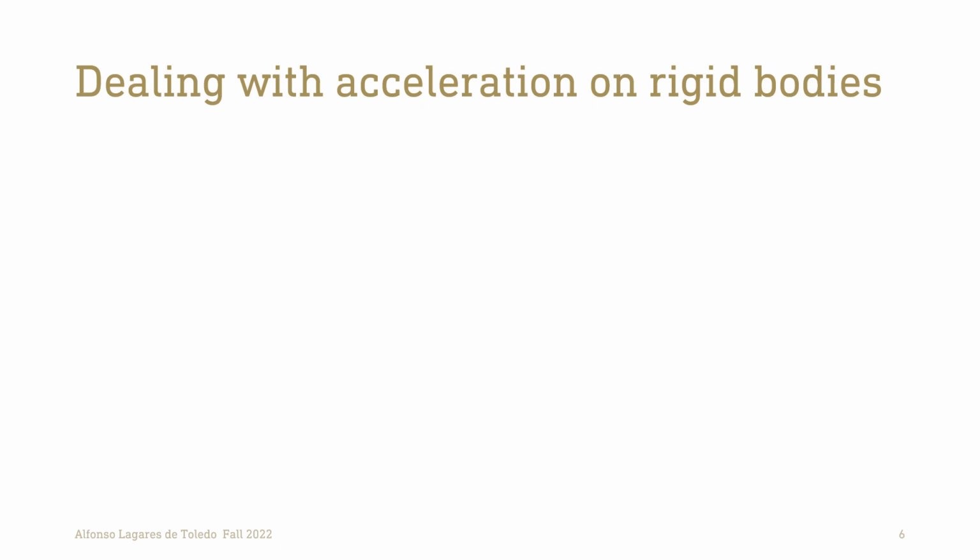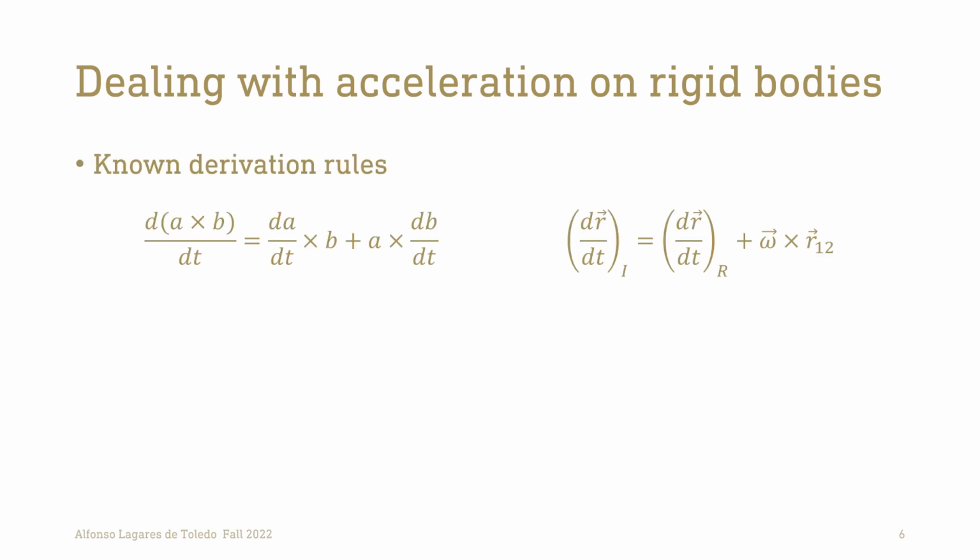Dealing with acceleration involves taking the second derivative of the position of a point in a rigid body, which will require some known derivation rules. Most importantly, the derivative of the cross product is the derivative of the first term cross the second term, plus the first term cross the derivative of the second term. Using this known rule and the expression we found for velocity at a given point, we can further derive to find an expression for the acceleration at a given point.